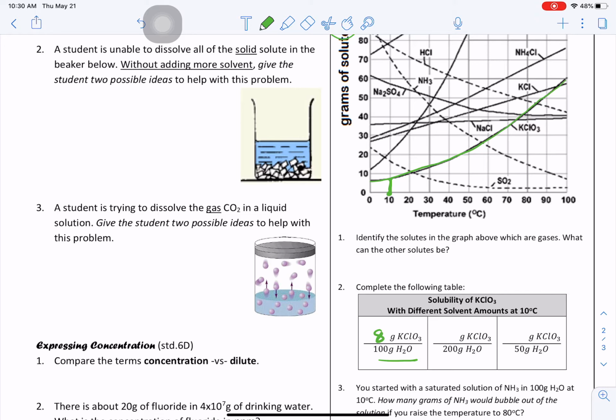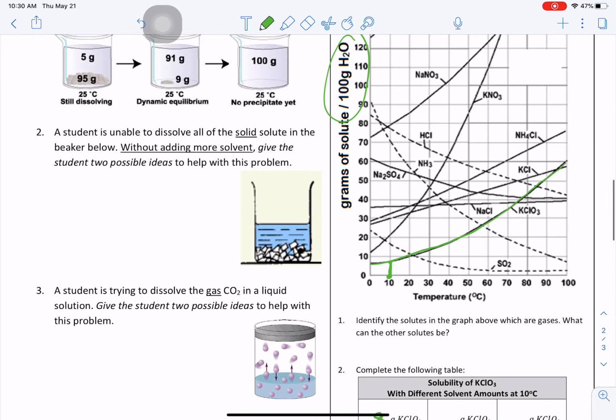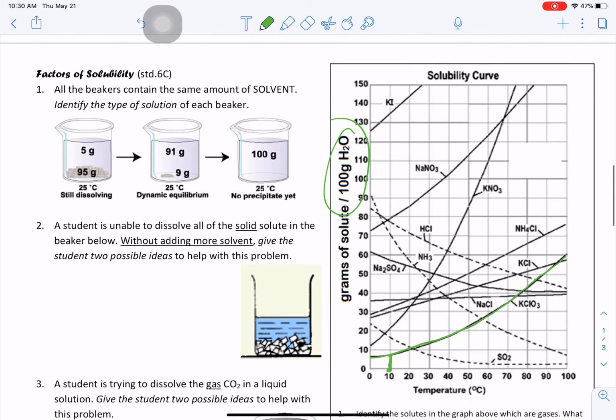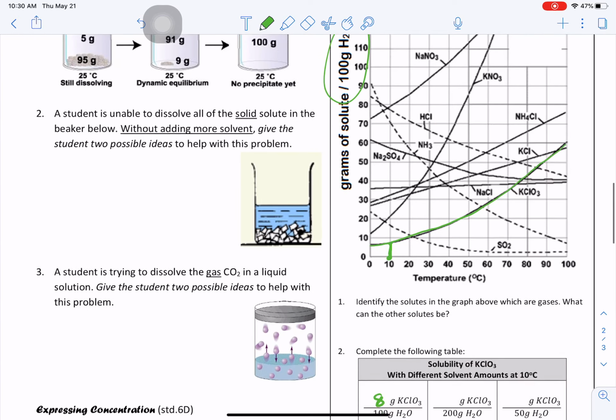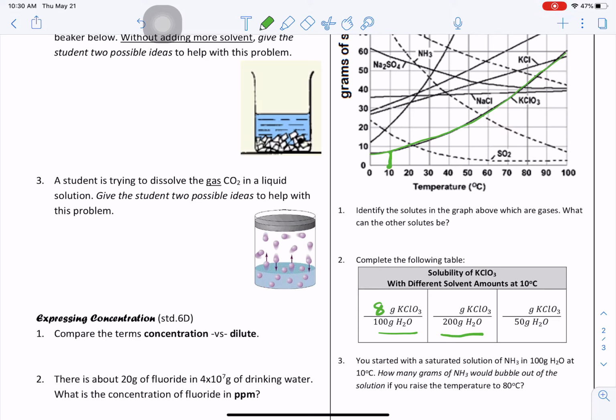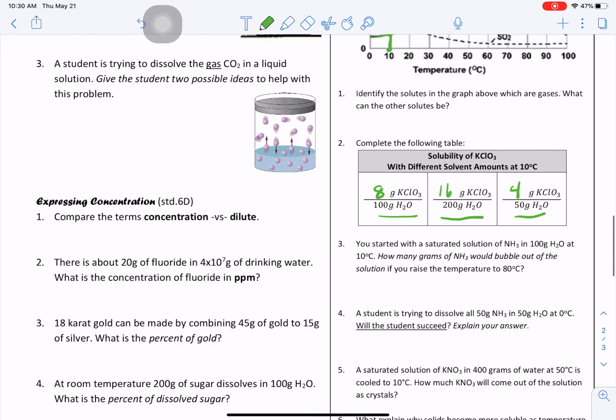Now, let's move to the next one. What about in 200 grams of H2O? You can't look up here. This chart only shows 100 grams, but you've got to think. If we can dissolve 8 in 100 grams of water, that means if we're using double the water, we can dissolve double the solute, or double the potassium chlorate. And if we use half, we can dissolve half, so it's going to be 4.